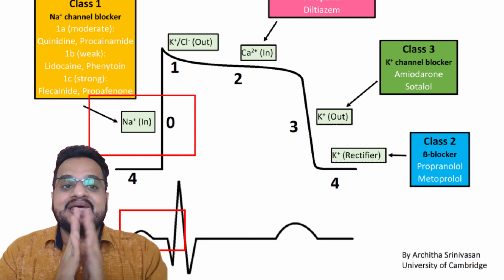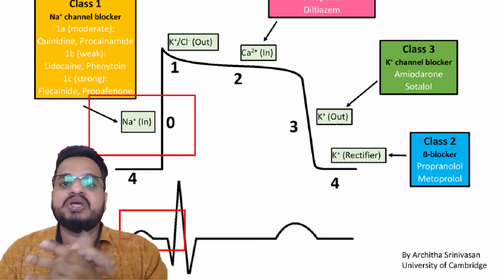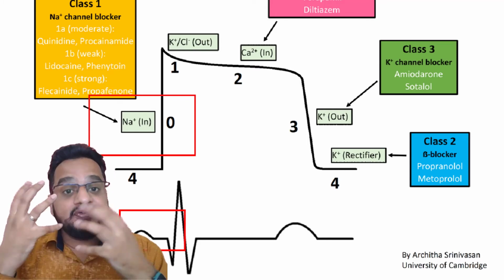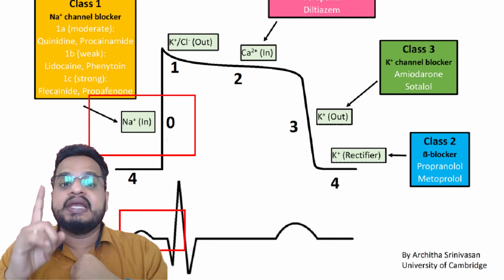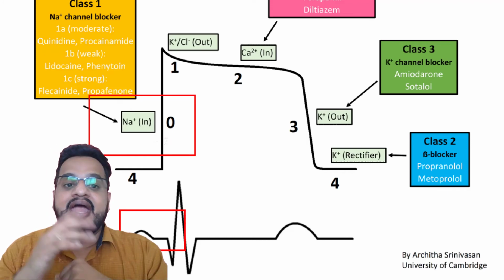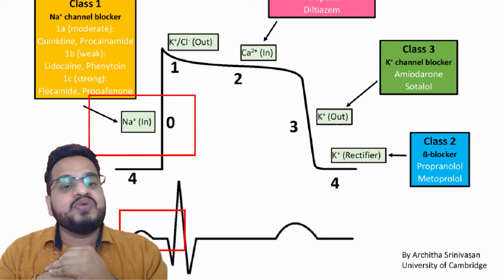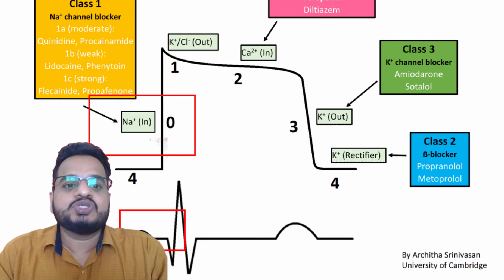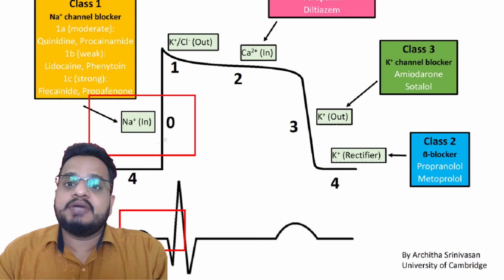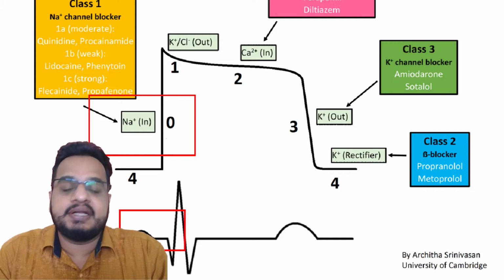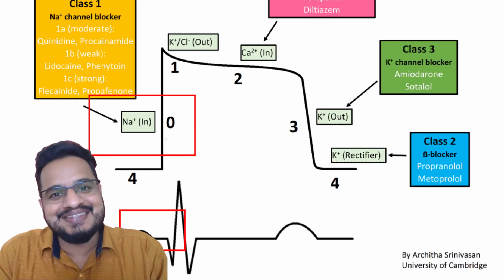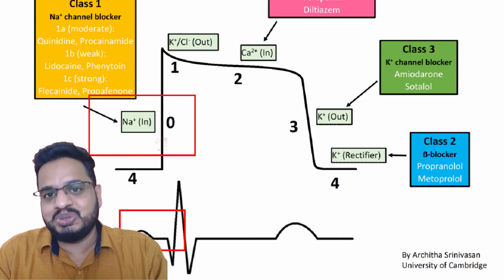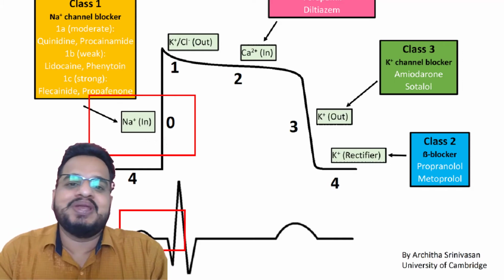So the moderate sodium channel blockers would be quinidine and procainamide. Then the weak sodium channel blockers would be lidocaine and phenytoin. And the strong sodium channel blockers would be flecainide and propafenone. From this class we are going to synthesize one drug, a moderate sodium channel blocker. I'll show you in a few minutes.